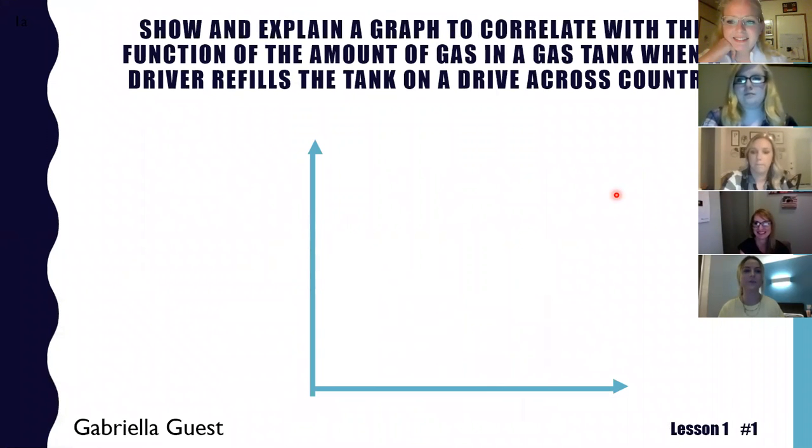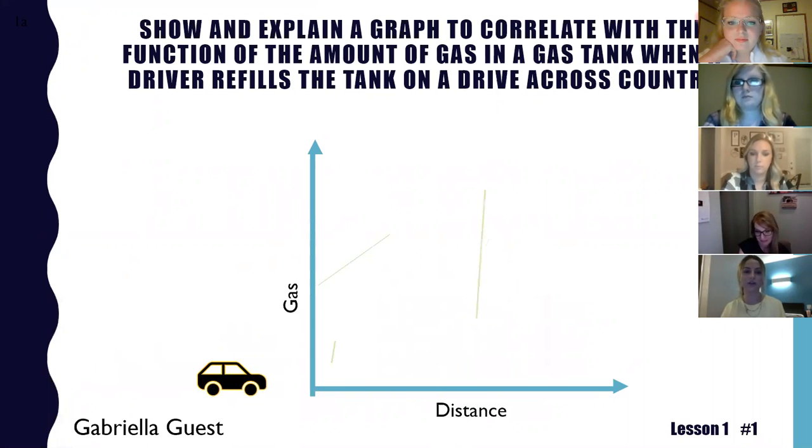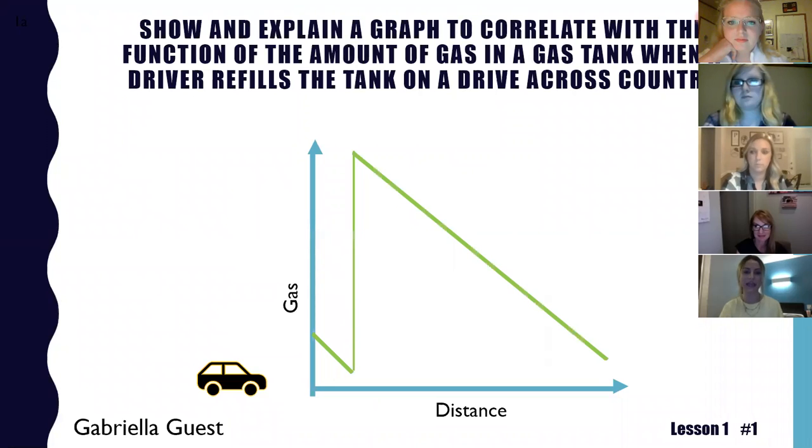Okay, so in this example, we need to show and explain a graph to correlate with the function of the amount of gas in a gas tank when a driver refills the tank on a drive across country. So on the left, it shows the amount of gas being put in the tank, and the bottom correlates to the distance. As it goes up in a straight line, it represents the gas filled into the tank, a fully filled tank. And then the line going down explains that it's decreasing as the distance goes on.